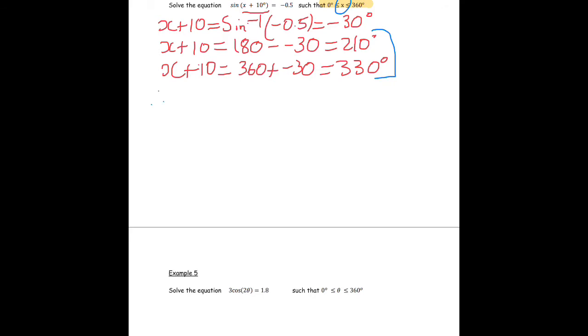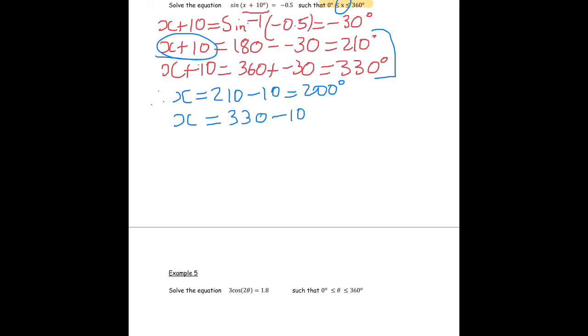So therefore, x can be 210 subtract 10, because 210 was a value for x plus 10 there. So 200 degrees is a value for x. Similarly for x is 330, I need to subtract 10 to get 320 degrees there.